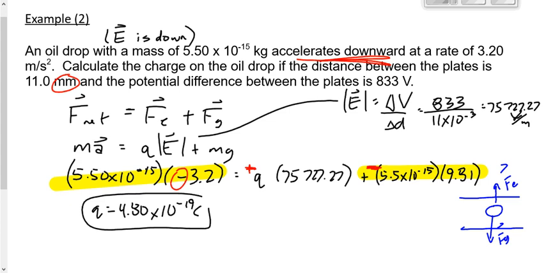Hold on one second here. If the field is downward, go back to the picture. If the field is downward and the electric force is upward, then what type of particle do you have? It's a negative particle, yeah. Not an electron, but a negative particle. The force is opposite to the field. So we're going to say negative 4.8 times 10 to the minus 19.